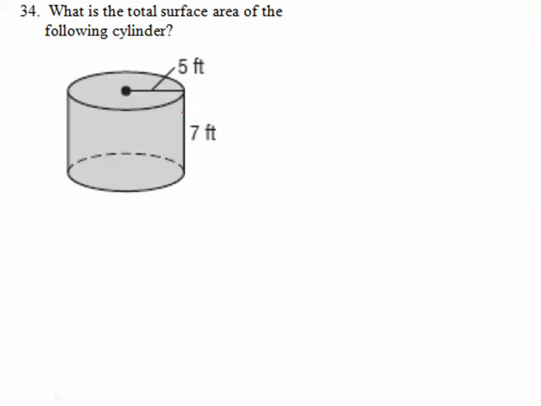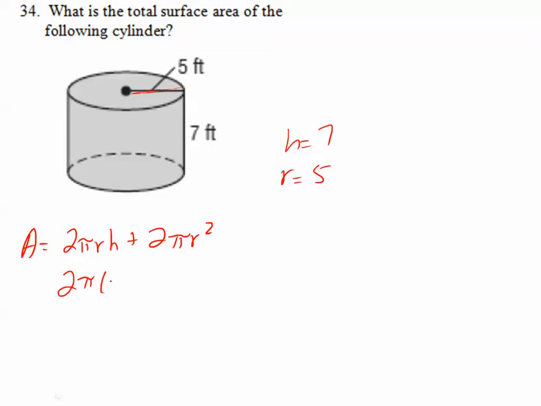34. What is the total surface area of the following cylinder? So the formula for surface area is 2 pi r h plus 2 pi r squared. r equals 5, h equals 7. So the height is 7, radius is 5. So 2 pi times 5 times 7 plus 2 pi times 5 squared. And when we plug that into our calculator, we get 377 feet squared because it's area.